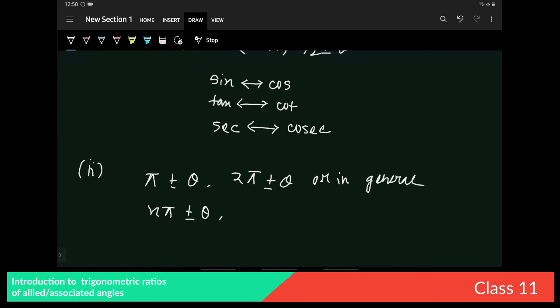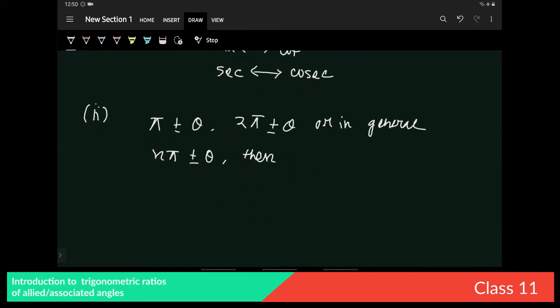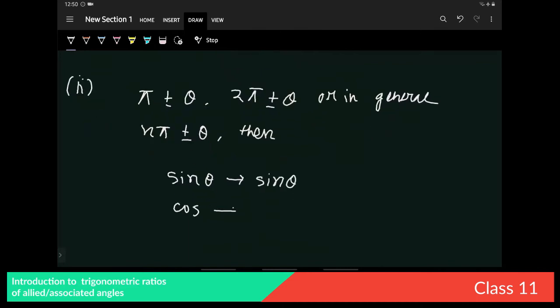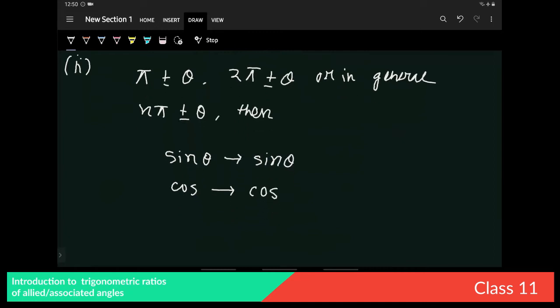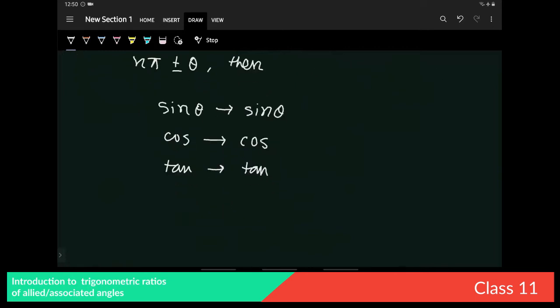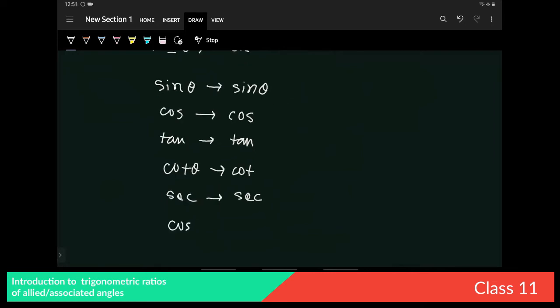Then the trigonometric ratios do not change. Does not change means that sine theta will remain sine theta, cos will remain cos, tan will remain tan, cot will remain cot, sec will remain sec, and cosec will remain cosec.